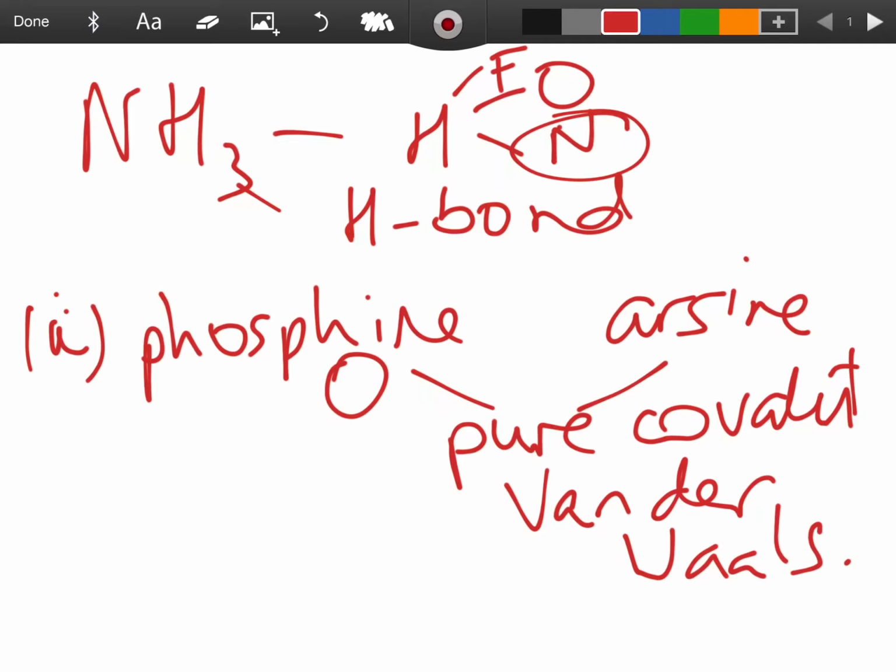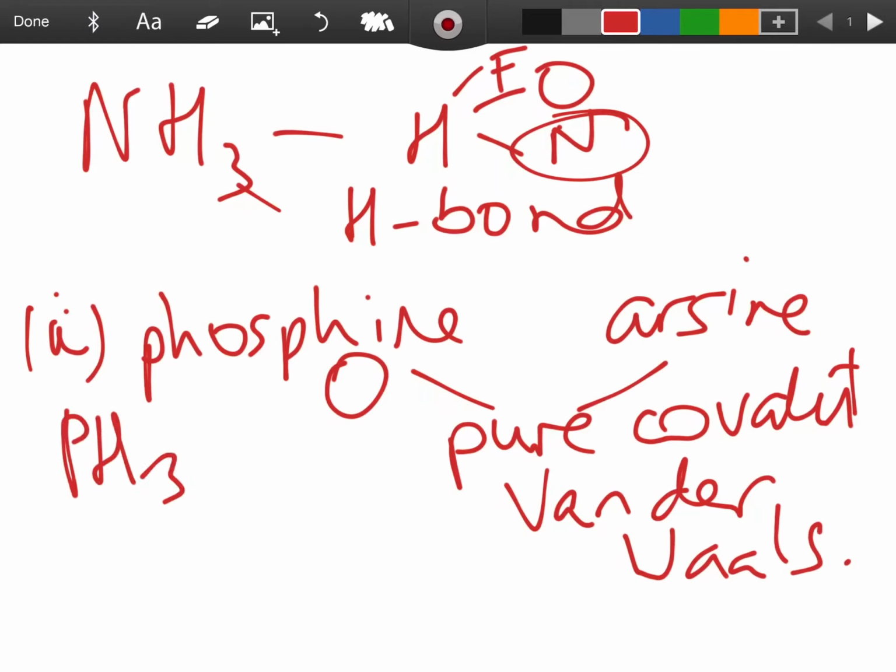So you need to think then about the size of the molecules. 2 things determine boiling point: the type of intermolecular force and the size of the molecule, in other words, its relative molecular mass. So they both have van der Waals between them.